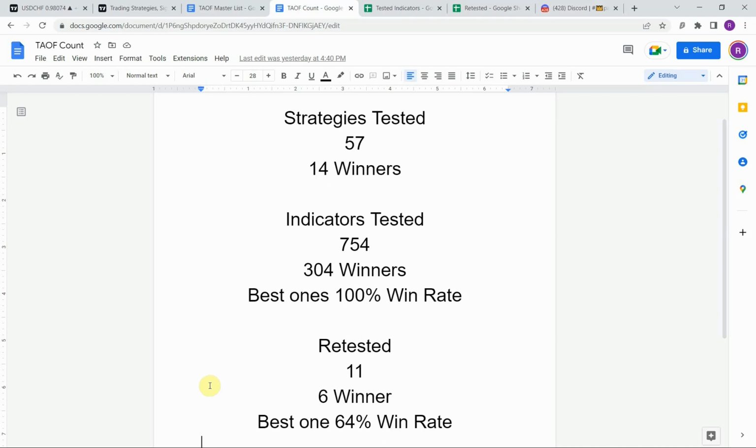We've also retested in the advanced testing 11 of the winning indicators. 6 of them have been able to maintain the winning status, the best one a 64% win rate. Now keep in mind that we test most of these strategies and indicators on the Forex market, but they can be applied to just about any market universally.